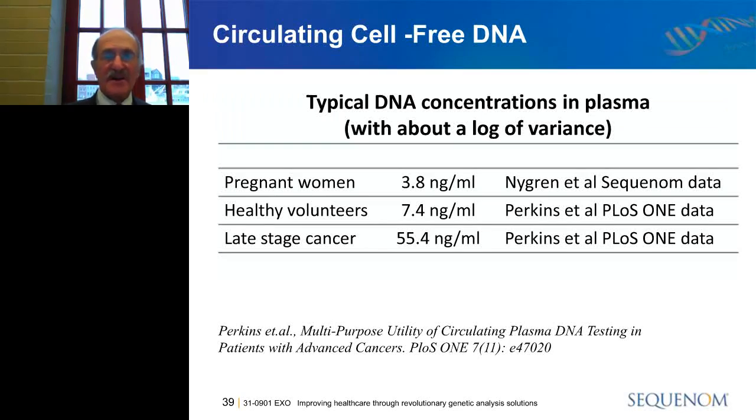So this slide compares the average DNA concentration that we see in pregnant women with what de Bono sees in healthy volunteers and his late-stage cancer patients. And you can see that when he compared healthy volunteers and late-stage cancer patients, there's about a factor of 8 elevation in total DNA in plasma. This suggests, but does not prove, that most of that DNA is tumor-specific.